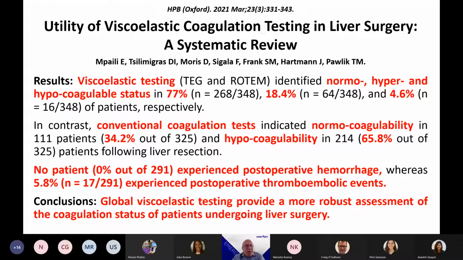So what was really the outcome of these patients? No patients in this study experienced significant postoperative hemorrhage, but 5.8% experienced postoperative thromboembolic events, which is very close to the 4.6% which even were predicted by viscoelastic testing. So the conclusion of this systematic review was that global hemostatic testing provides a more robust assessment of coagulation status in patients undergoing liver surgery.